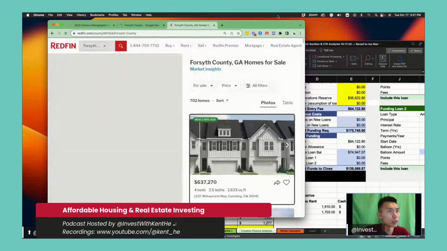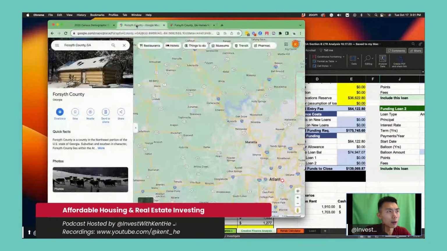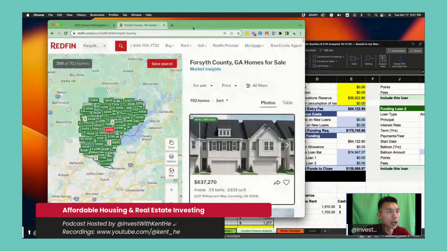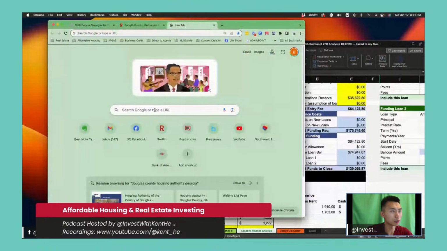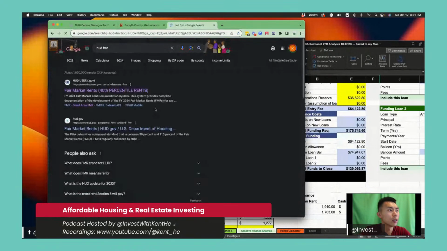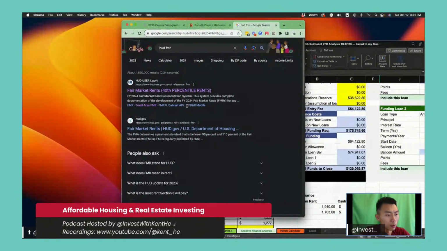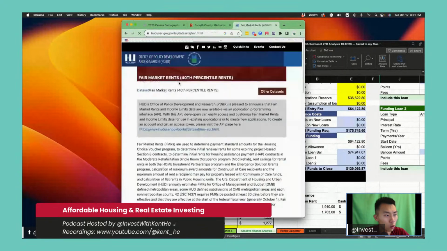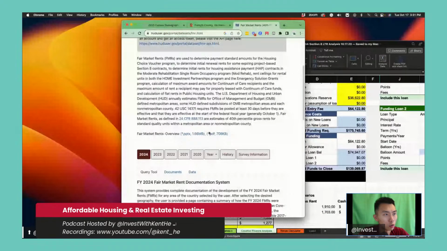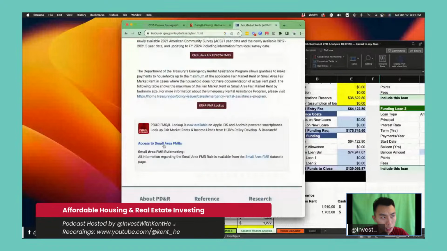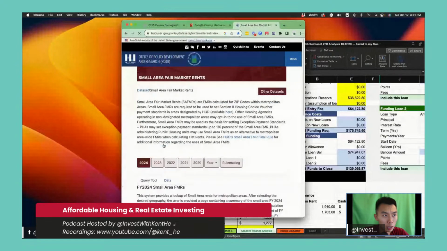Okay, so I'm going to go to Redfin and type in Forsyth County. Here's what I'm trying to figure out. Meanwhile, while that's loading, I'm going to look up the HUD FMR for Forsyth County. So how do we do this, right, guys? We go to HUD FMR. I've been showing this pretty constantly, but when you go to HUD FMR, you click on 40th percentile rent, scroll all the way down, and click on access to small area FMRs. This gives you the fair market rents by area.